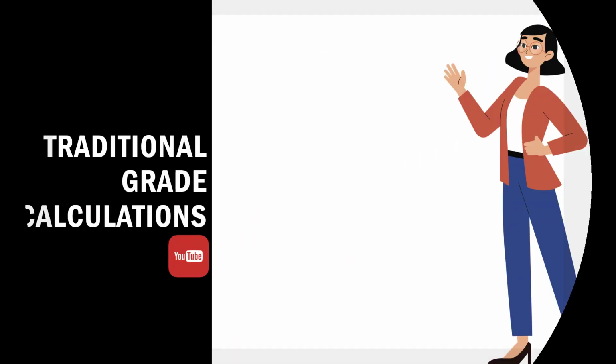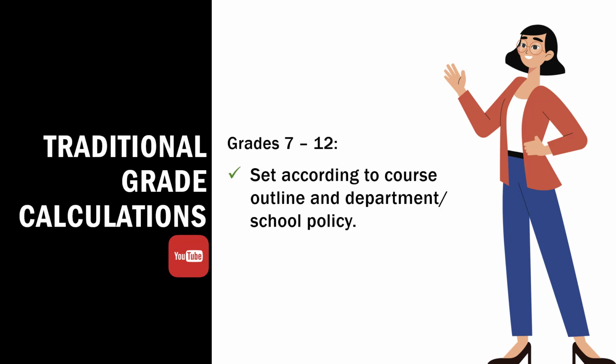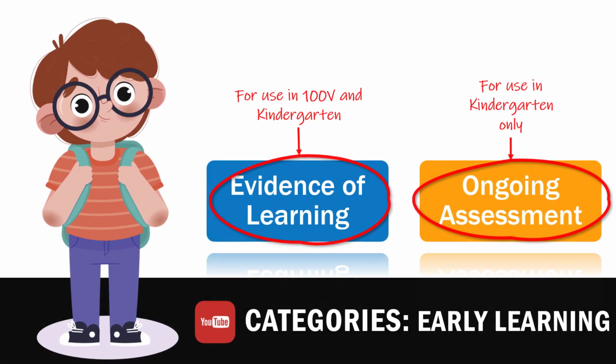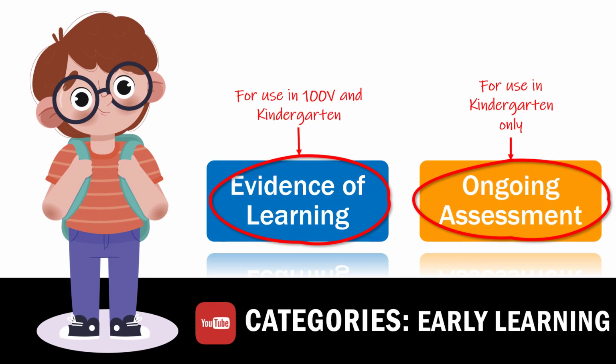Traditional grade calculations for secondary school, we are looking at setting those calculations according to the course outline or the department and school policy. This is not new at all. Next, we have our categories for early learning. Again, this hasn't changed at all.